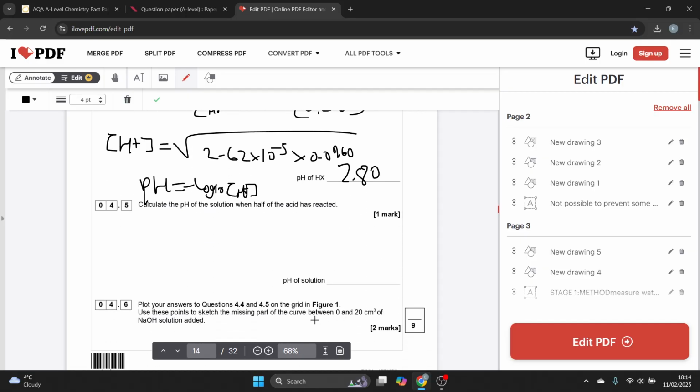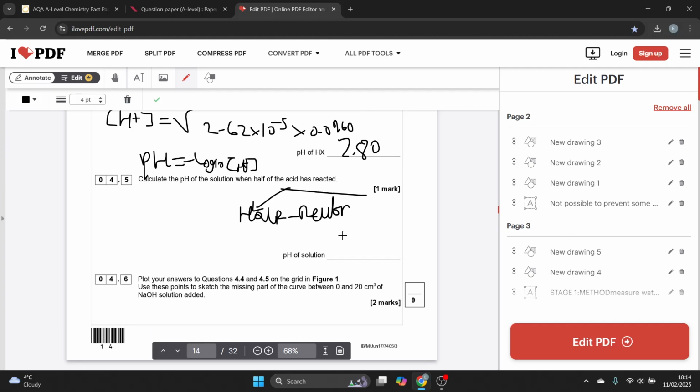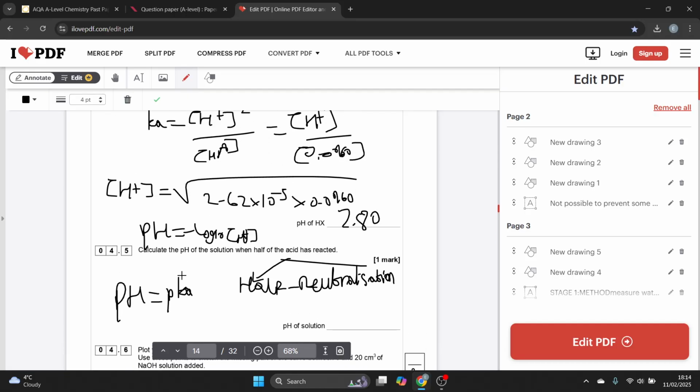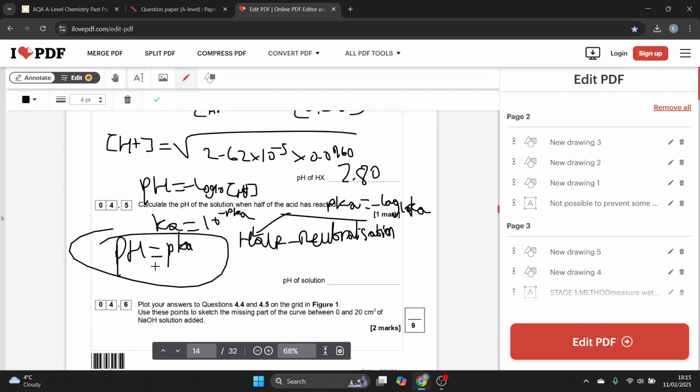Calculate the pH of the solution when half of the acid had reacted. Now this one is a tricky question. It's testing whether you know the idea that when half of the acid has reacted, that's half neutralization. So what's the key fact? pH at half neutralization equals pKa. And what is pKa? Ka equals 10 to the power minus pKa. pKa equals minus log 10 of Ka. Therefore, if I find out pKa, that's the same as pH.